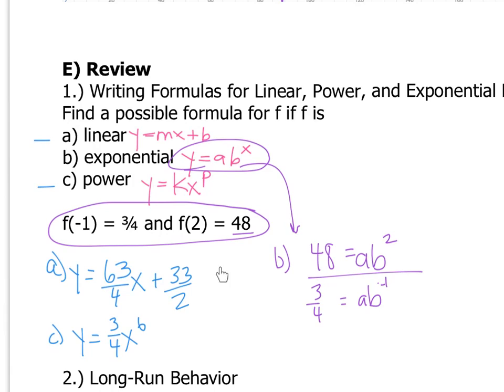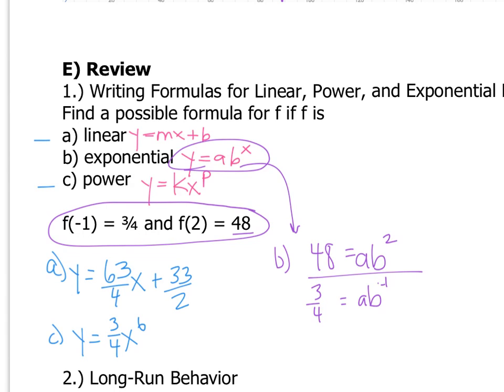So again, I'm using this general formula, taking values of x and y, plugging them in, and dividing that by the equation you get when you fill in the other x and y values.